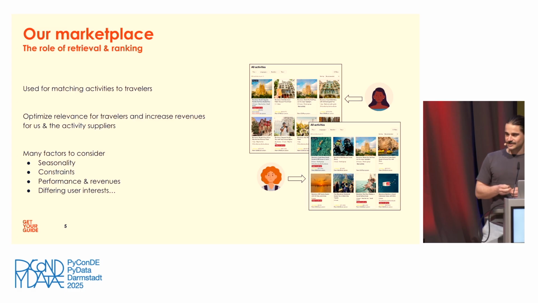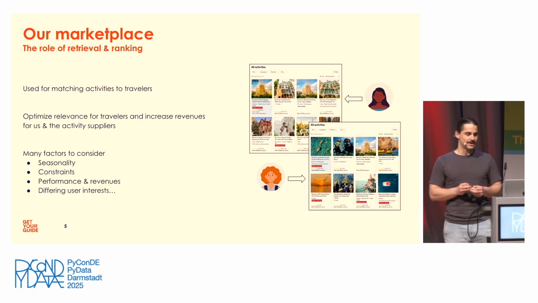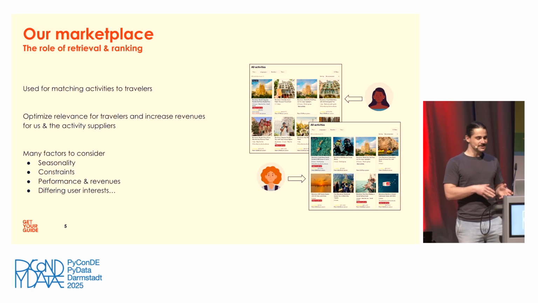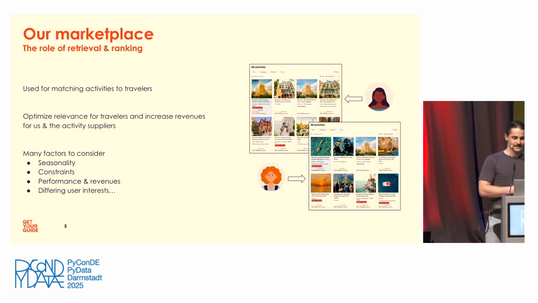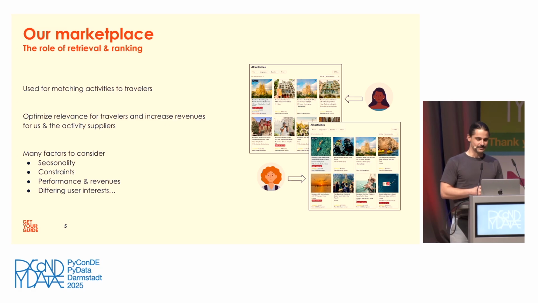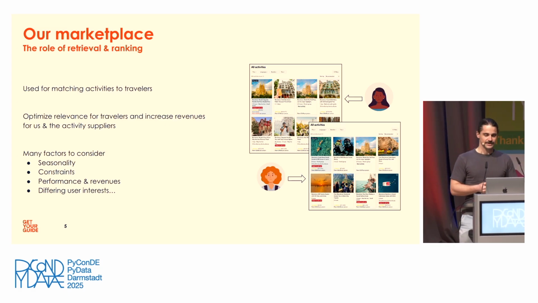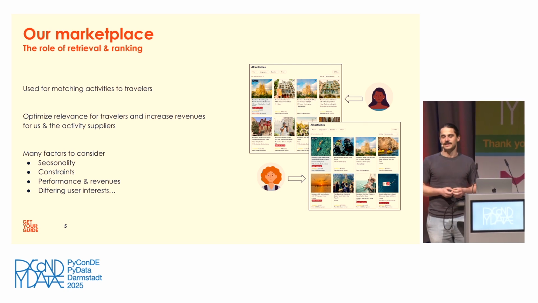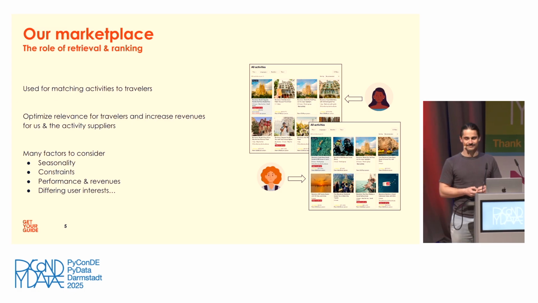There are many factors to consider, which makes this a rather complex task. Things like the seasonal patterns of the location. Is it in Europe or somewhere in the Americas, for example, can have different patterns. Different user constraints like the language that they're interested in, the historical performance of the activity, and even the user's own unique interests. Everyone is interested in different things, everyone's unique.